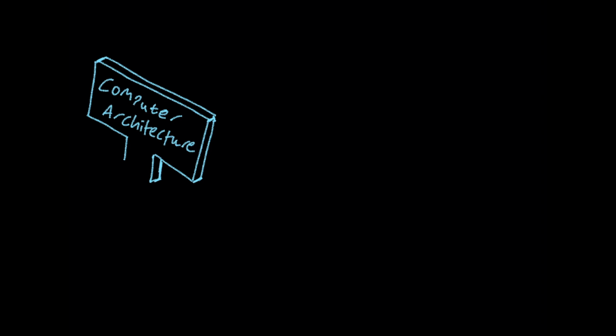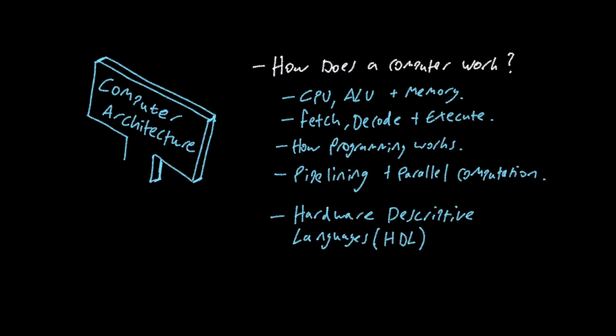Finally, on this beginner's roadmap to electronics is computer architecture. Here, you will find more satisfying answers to the question, how does a computer work? You will need to go through understanding the roles of the CPU and the ALU and how they work with memory to carry out the fetch, decode, and execute cycles.